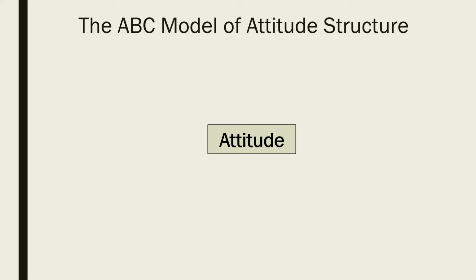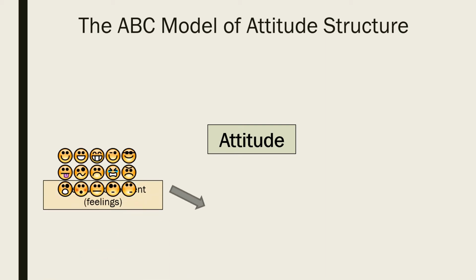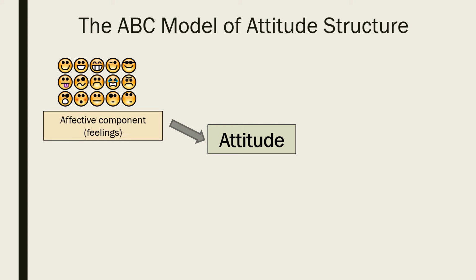According to this model, attitude is structured into three components: affect, behavior, and cognition. The affective component of an attitude refers to the emotional reactions or feelings an individual has towards an object, person, group, event, or issue. For example, I love puppies.